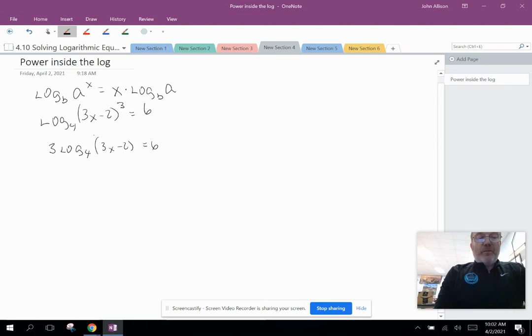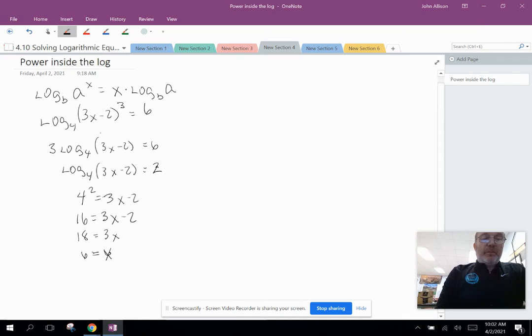And now, because this log base 4 of 3x minus 2 is just a number, it's the power of 4 that would give us 3x minus 2, we can divide both sides by 3 and end up with log base 4 of (3x minus 2). We divide 6 by 3, we get 2. So now we have a simple logarithmic equation we can convert to exponential form like we've been doing, where it's 4 to the second power equals 3x minus 2. This is 16 equals 3x minus 2. We add 2 to both sides, you get 18 equals 3x. Divide both sides by 3, get x equals 6.